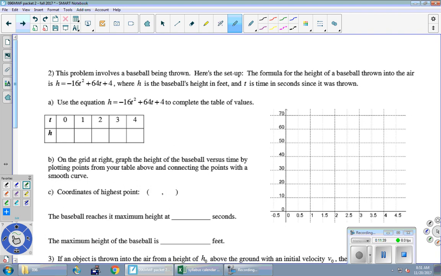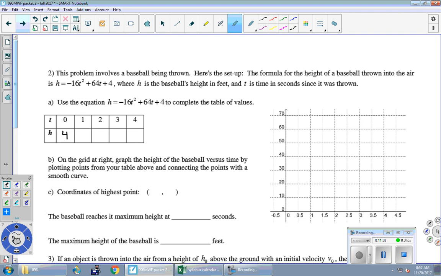Let's try it. We're going to fill in this table here with some t values, and we'll fill in the h values. If you plug in t equals 0 in both places, then what do you get for the whole thing? Just 4, right? Everything zeroes out except for that plus 4, so put it right there.